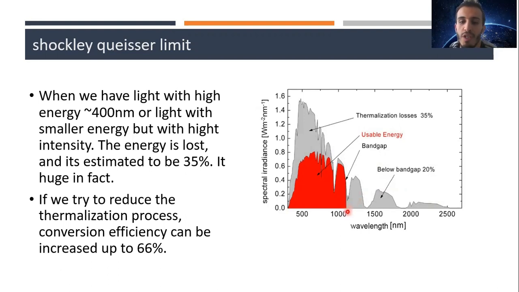If the photon wavelength is smaller than 1000 nanometer, the silicon material will absorb this photon more or less depending on its quality. At the same time, if we have a photon that has a wavelength smaller than 1000 nanometer but it has a very high energy, this excess energy will not be used and we will have a thermalization loss, estimated to be 35%. So if we work on the thermalization area, the conversion efficiency can be increased up to 66%.